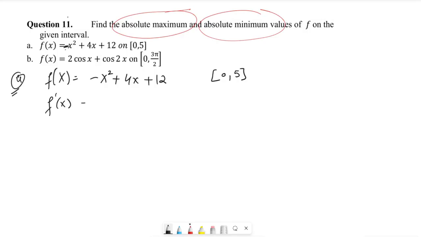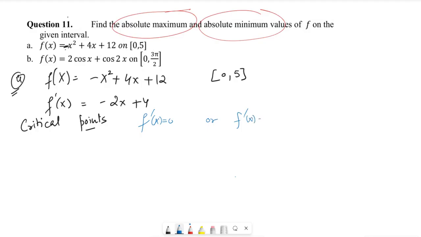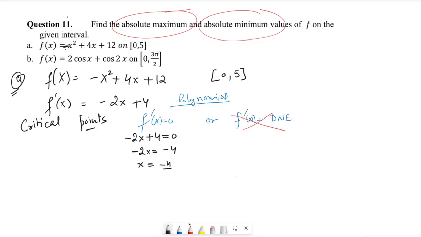First derivative is negative 2x plus 4. That's step 1. Step 2 is to find critical points. Critical points come from either f prime equal to 0 or f prime x does not exist. For this f prime, this is a polynomial. Therefore, it exists everywhere. We don't need to work this. So f prime x equals 0, that means negative 2x plus 4 equals 0. Negative 2x is equal to negative 4. X is equal to negative 4 by negative 2, 2.